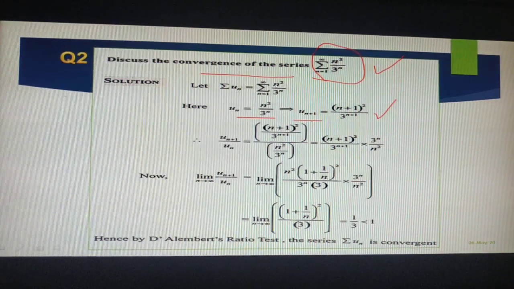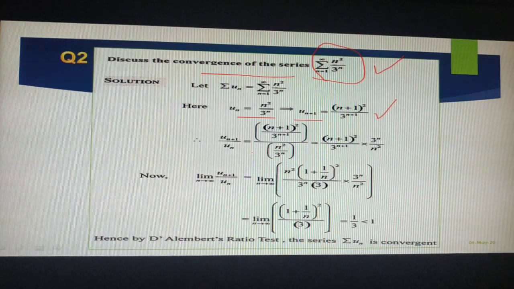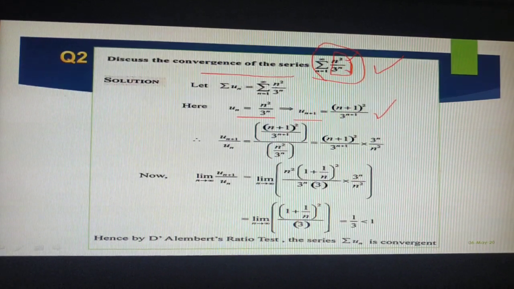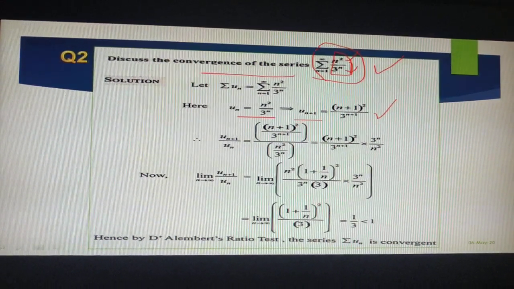Here you please remember one thing. Whatever problem you are able to solve with Cauchy's nth root test, you can solve with the D'Alembert ratio test. But whatever problems you are able to solve with the D'Alembert ratio test, you can't solve with Cauchy's nth root test. The reason is, if you want to apply Cauchy's nth root test, usually we think like this: we should have some powers in the nth term, in all terms, n square, 3 power n, all terms. That's why this particular problem is suitable for Cauchy's nth root test.